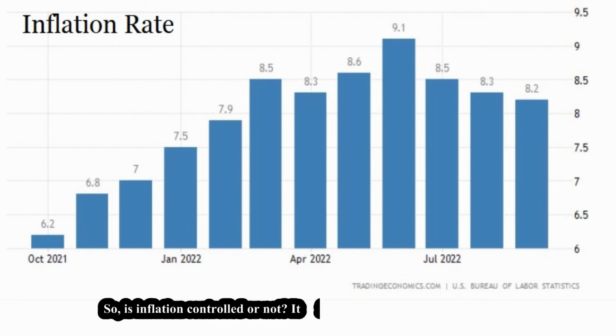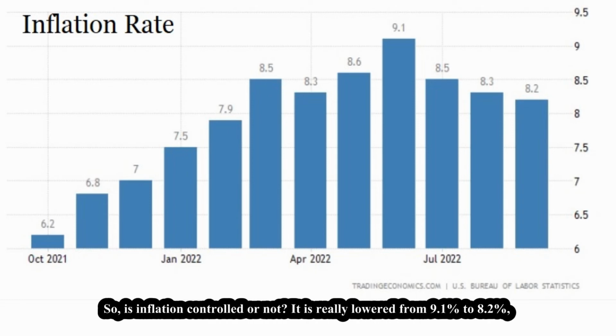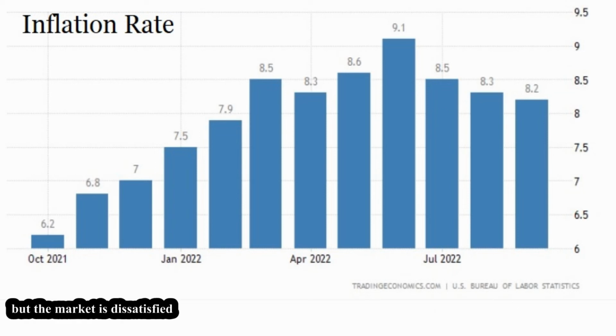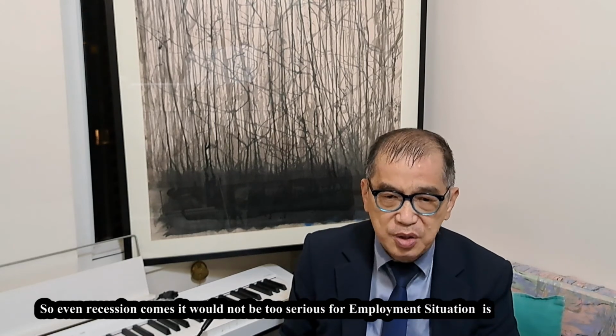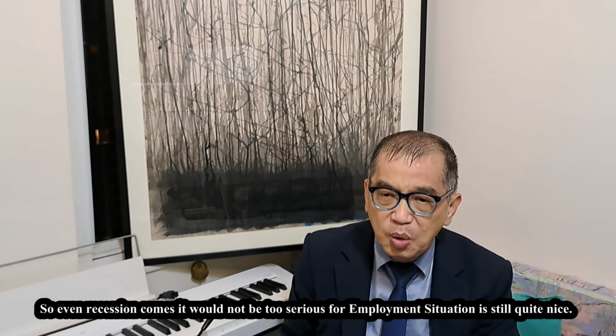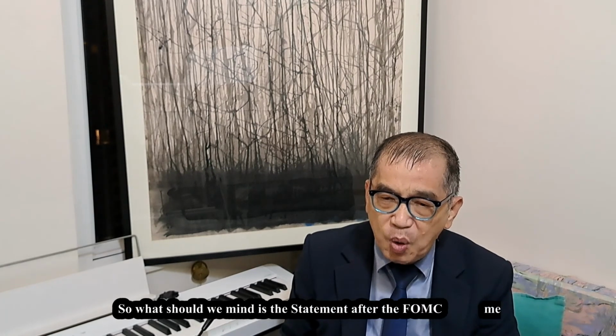So, is inflation controlled or not? It has really lowered from 9.1% to 8.2%, but the market is dissatisfied that after so many doses of rate increases it is still in such a high position. So even if recession comes, it will not be too serious, for the employment situation is still quite nice. So what we should mind is the statement after the FOMC meeting.